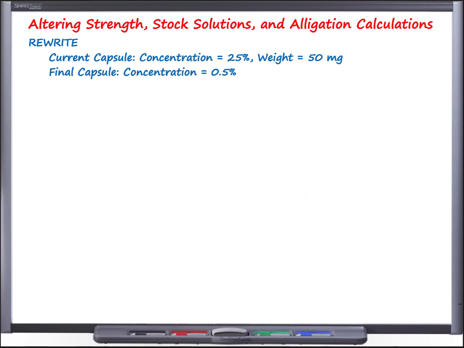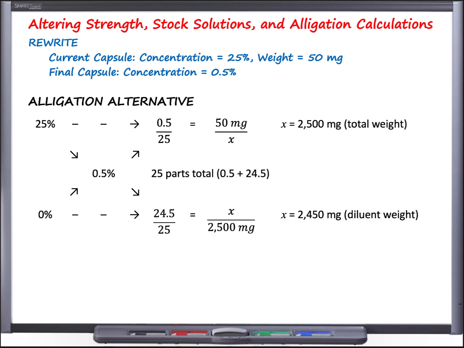But we're not done because it would be no fun just to solve it one way. So let's solve the same exact question and see if we can come up to the same answer of the 2,450 milligrams using the alligation alternate method. So setting this up and showing you, let's go through it one step at a time.